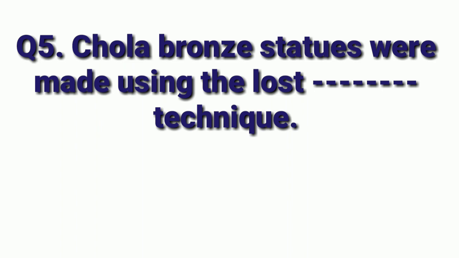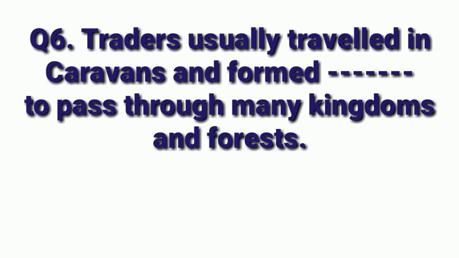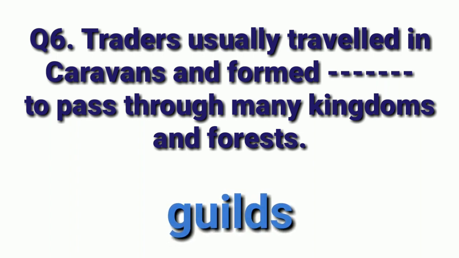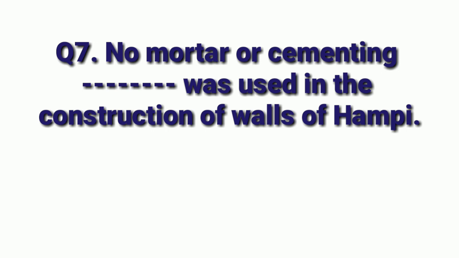Next question is, Cholas bronze statues were made using the lost dash technique. Answer is wax. It was made using the lost wax technique. Next question is, traders usually traveled in caravans and formed dash to pass through many kingdoms and forests. Answer is guilds. They formed guilds to pass the boundaries of kingdoms.